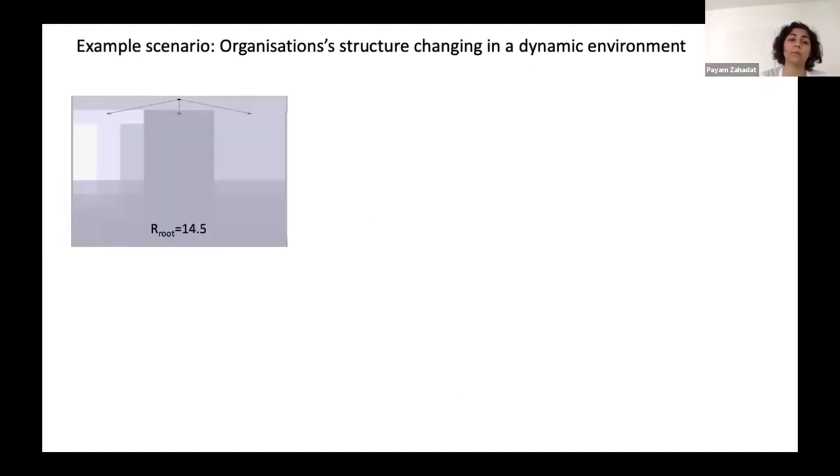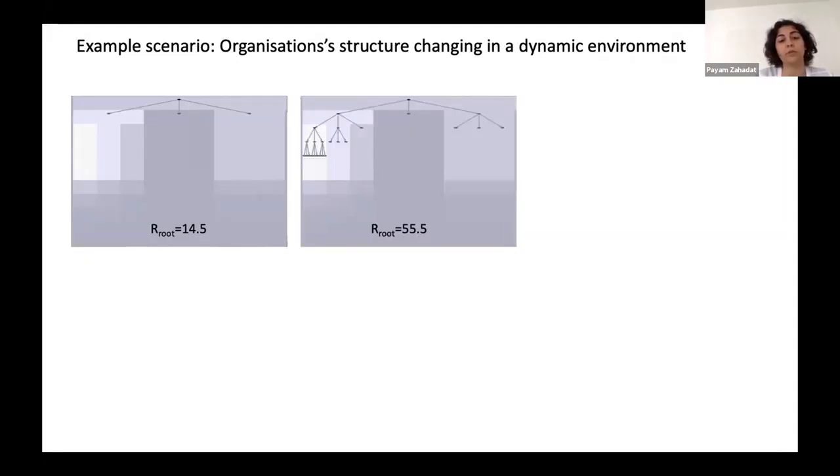So we have an example scenario here. We have an organization structure changing in an example dynamic environment. The structure starts here. For the visualization, we have combined all the factors of profit making in these colors, and the brighter color means more profit.